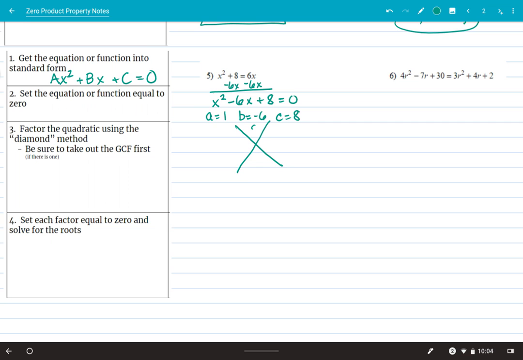A times C. This one, what multiplies to give you 8, but adds up to negative 6. Since the top is positive, bottom's negative, we know that it's a negative times a negative. And if we did 8, 1 times 8, 2 times 4, it's the only ones that you can do. And since they have to be both negative and add up to 6, it's going to have to be 2 and 4, or 4 and 2. Take the x, put it on top. Same steps.